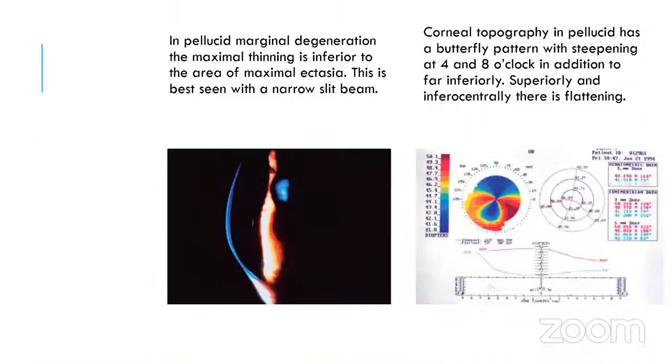In PMD, the maximal thinning is inferior to the area of maximal ectasia. This is best seen with a narrow slit beam. Corneal topography in pellucid has a butterfly pattern with steepening at 4 and 8 clock hours. In addition, far inferiorly, superiorly and inferocentrally, there is flattening.